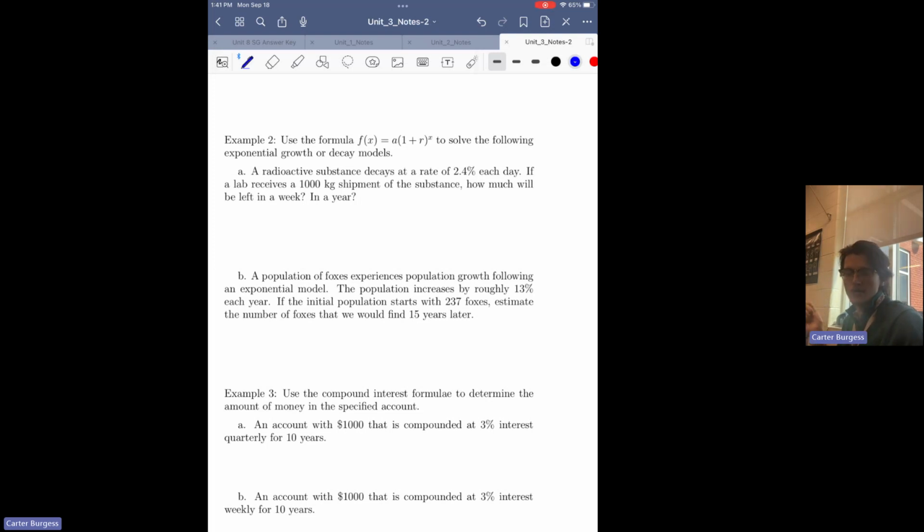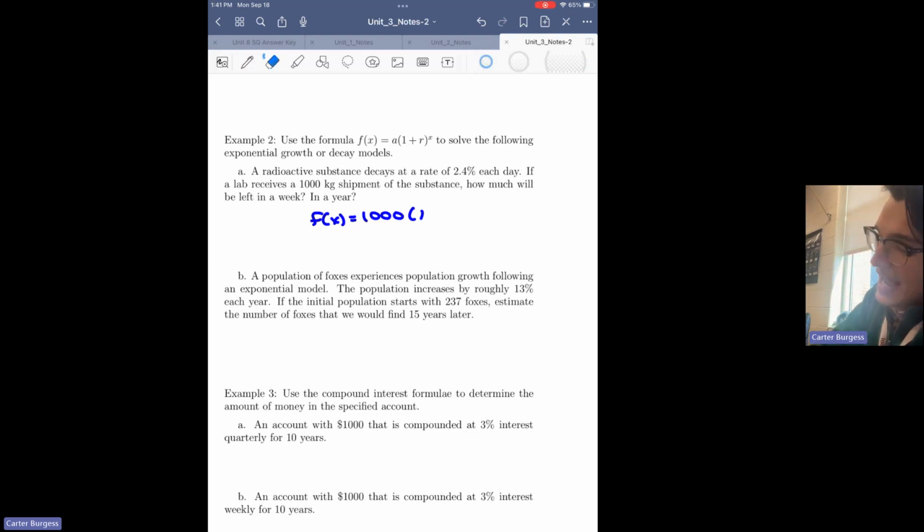So let's start with modeling this particular function. What is our value of A going to be? 1,000, that initial amount, starting out with 1,000. And then we start with that 1, right? Always starting at 100%. And then how much are we adjusting that 100% by? 0.024, 2.4%. And are we going to add on that 0.024, or are we going to subtract it away? Subtract, because we are decaying. Our amount is getting smaller, and so we will subtract 0.024. And then raising that to the power of x.